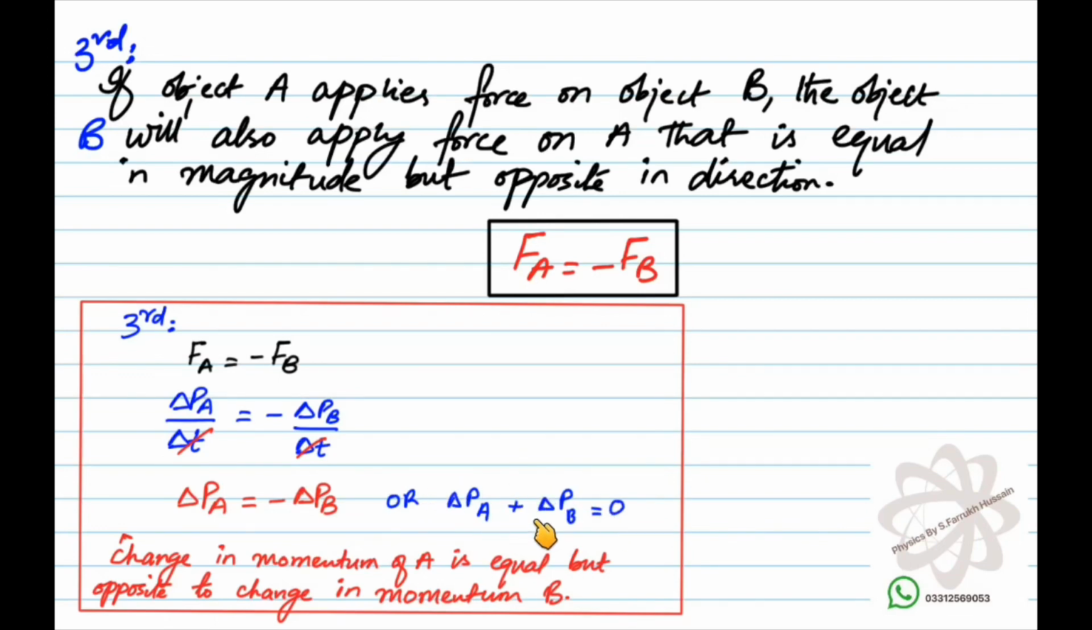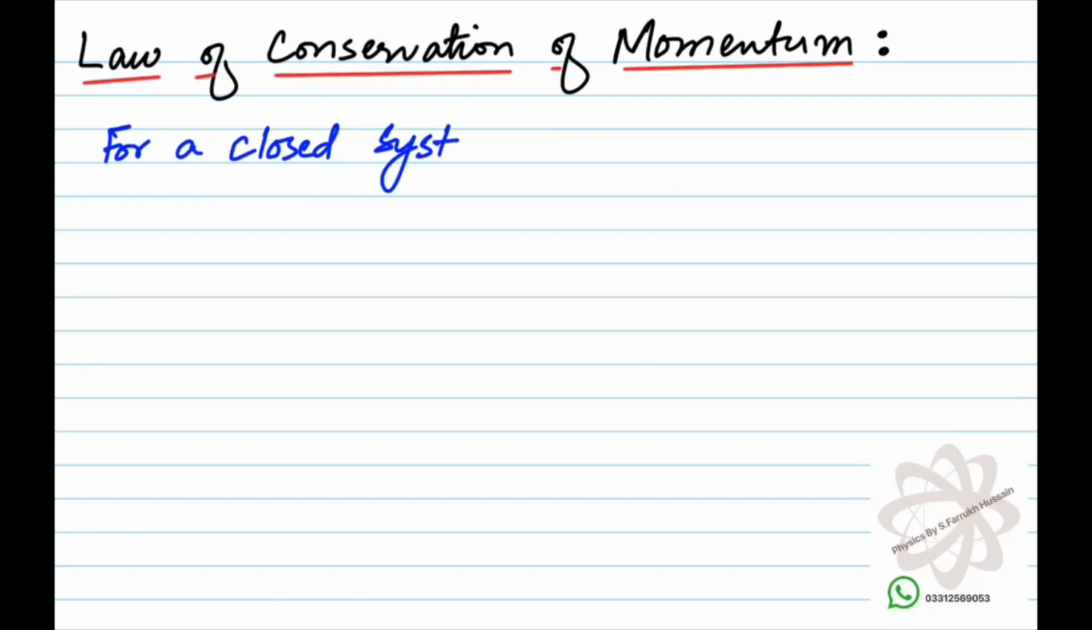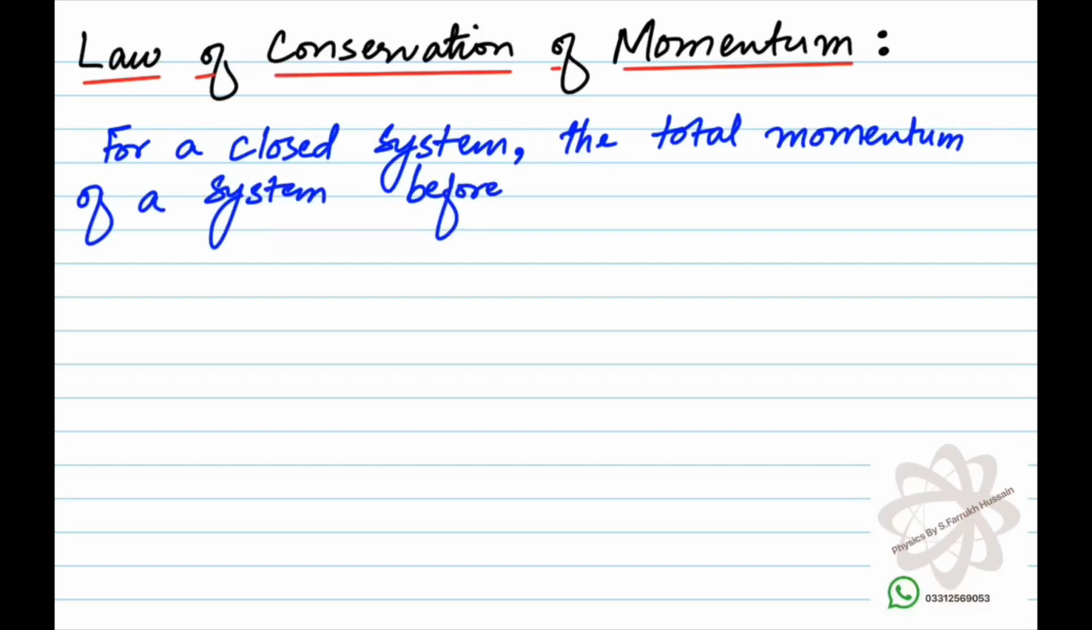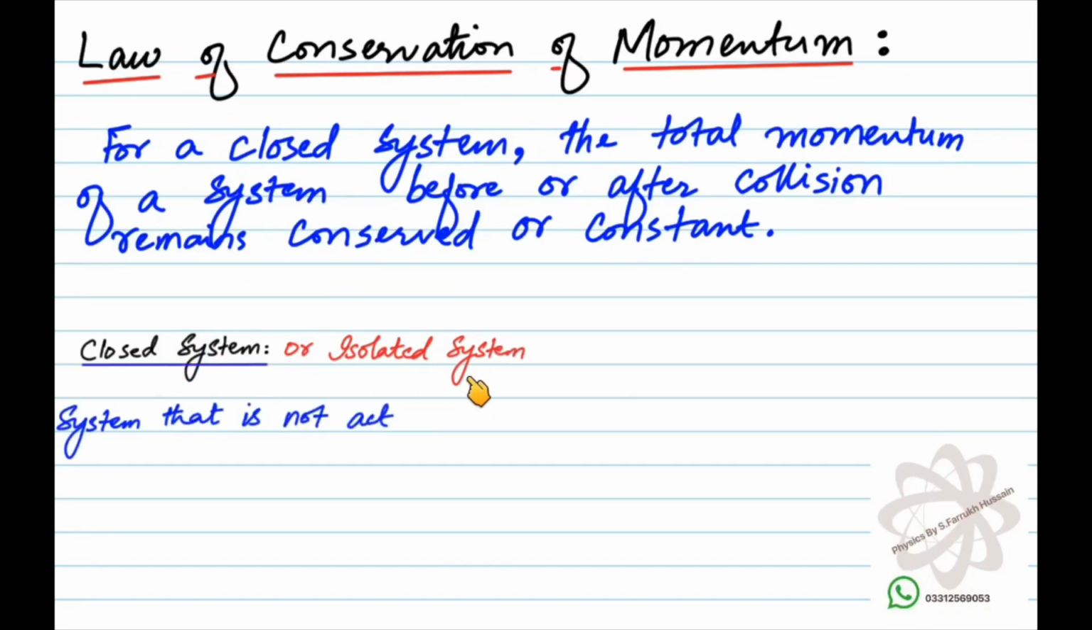System means more than one object. If you say system, it means there are more than one objects which we are talking about. Now the law of conservation of momentum states that for a closed system, the total momentum of the system before collision is equal to the total momentum of the system after collision, which means the total momentum of the system remains conserved or constant. Closed system means isolated system.